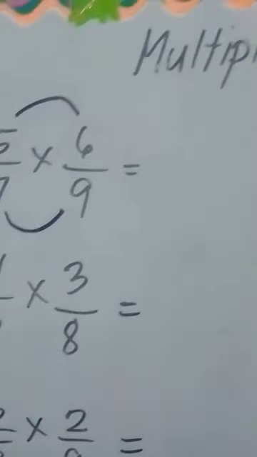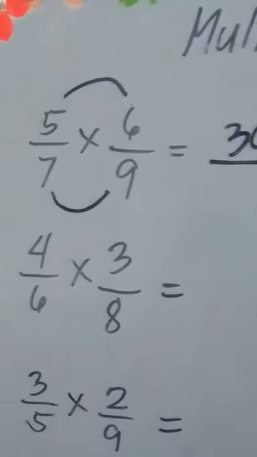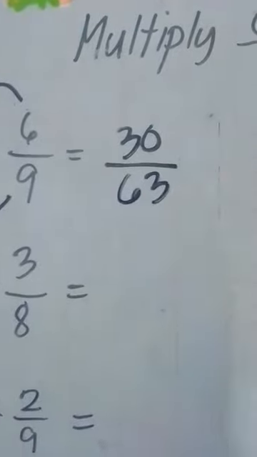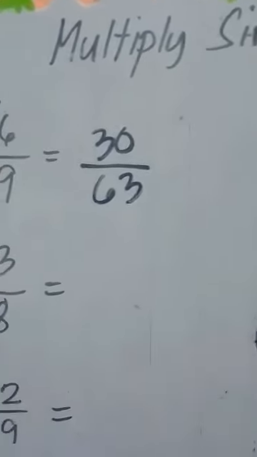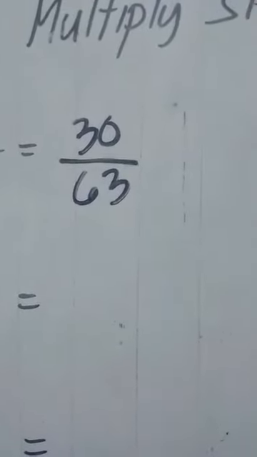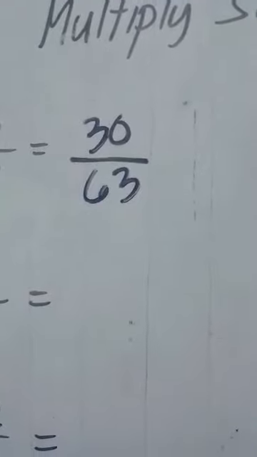Okay, 5 times 6 equals 30. Then, over 7 times 9 equals 63. So, 30 over 63 can be reduced to lowest terms. So, we have to find numbers that can divide 30 and 63.